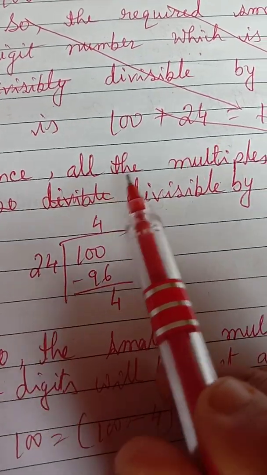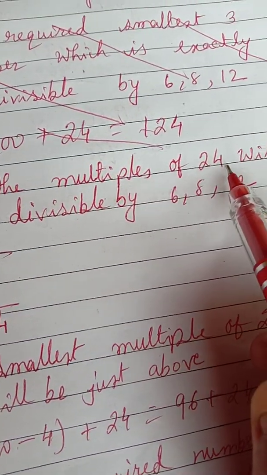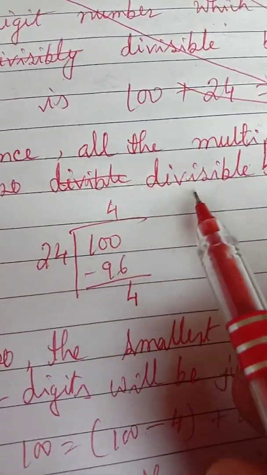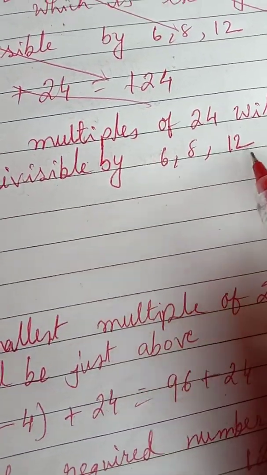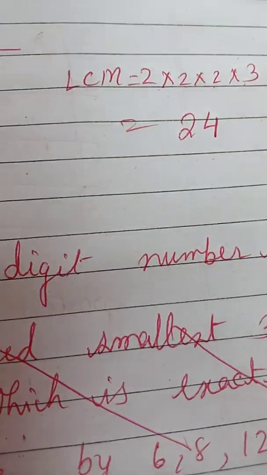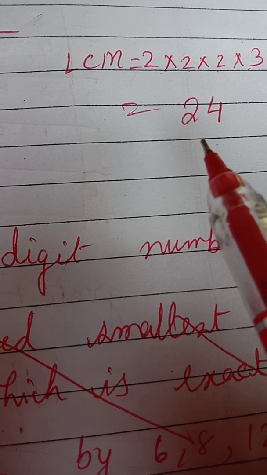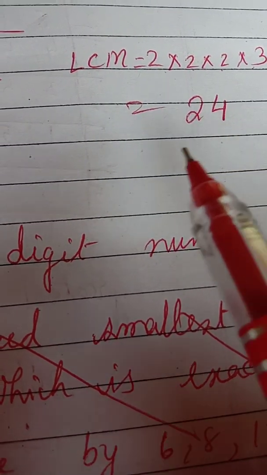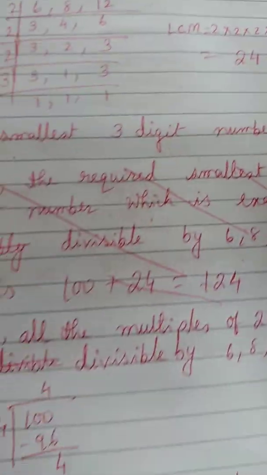Since all the multiples of 24 will also be divisible by 6, 8 and 12. ये जो 24 है अपना LCM, ये 6, 8 और 12 सबके मल्टीपल्स है, यानी 6 के टेबल पे भी 24 आता है, 8 के टेबल पे भी आता है और 12 के टेबल पर भी आता है.